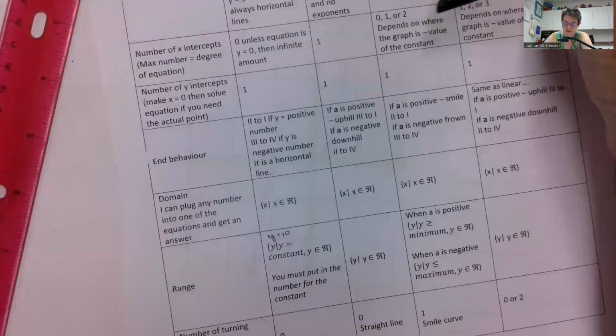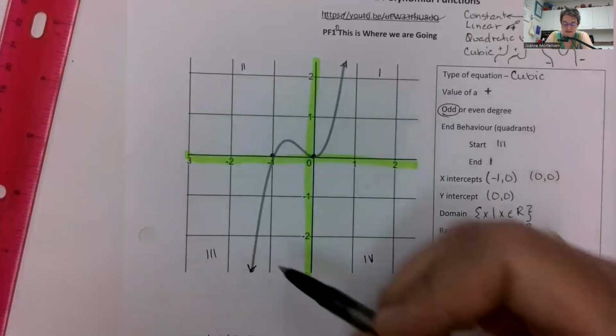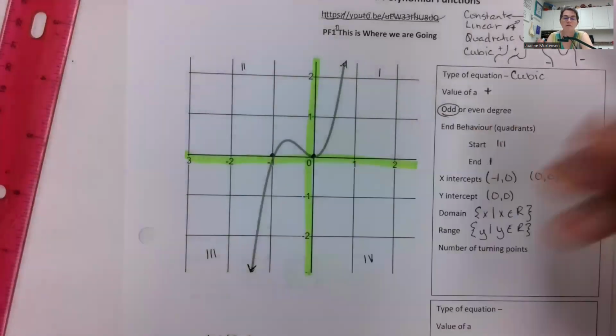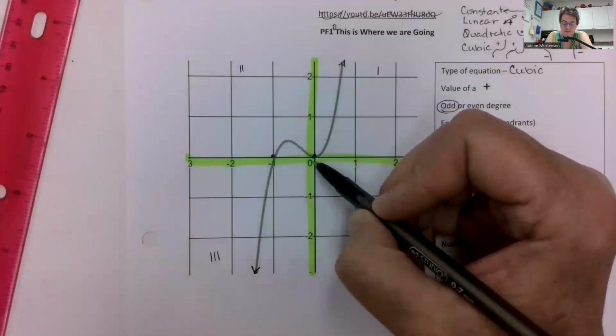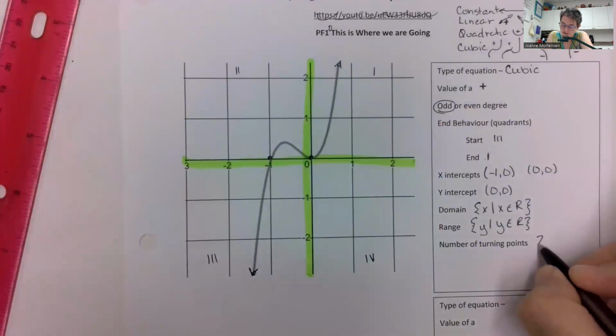Okay, back to work. Number of turning points we can see on this one. Now, key here, turning point means a complete change in direction. So we're going uphill, then we went downhill, uphill. So there's 2.